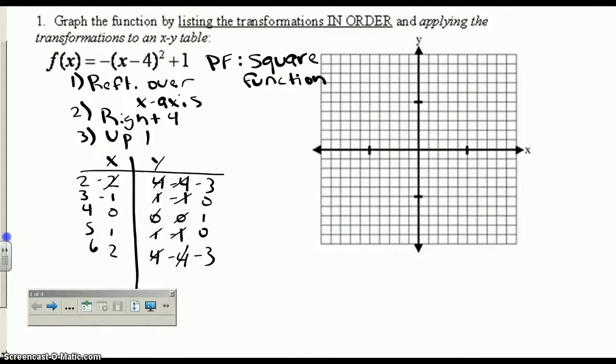And now I have my new set of x, y, a table that gives me 5 different points to plot in my new graph. So I'm going to plot 2, negative 3, right here, 3, 0, 4, positive 1, through 5, 0, and then 6, negative 3. And here is my new graph after my 3 transformations.